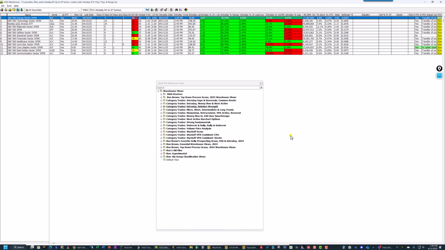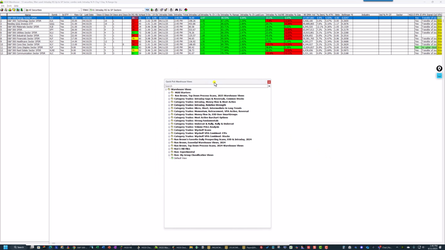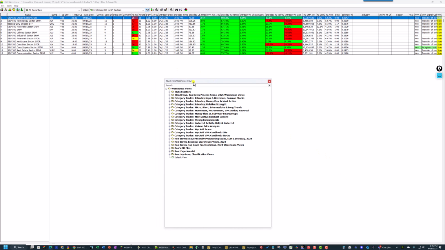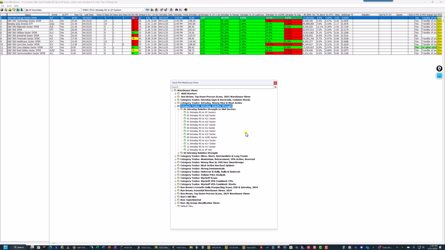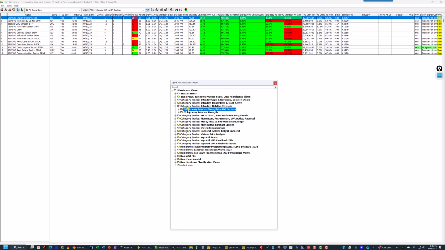Now I'm doing this with a little larger font than I have been using, because I'm going to concentrate on this area right here. And you'll see in my warehouse views that I've added a new category, and it's called Intraday Relative Strength. Within this, there are two folders. Now, I may be doing some more work. This top folder, everything is finished. This one here, I'm just experimenting with internal relative strength.